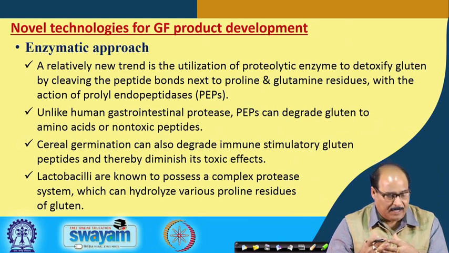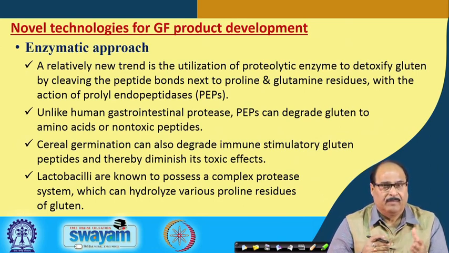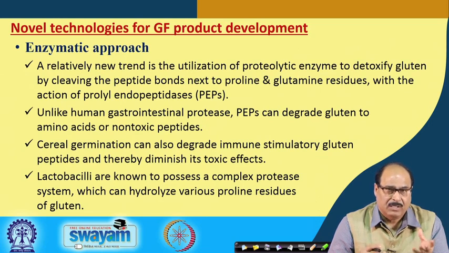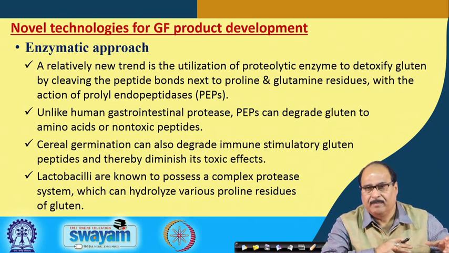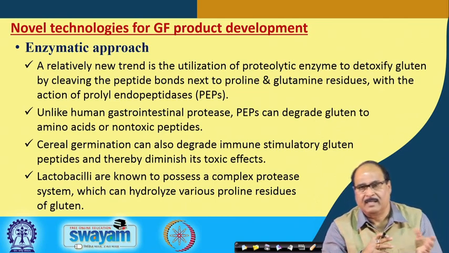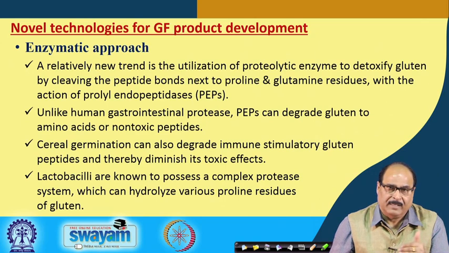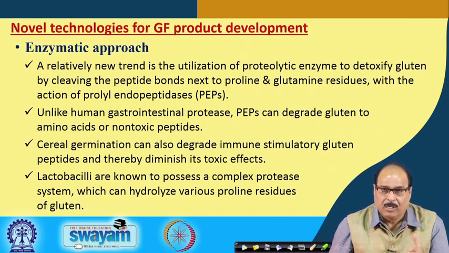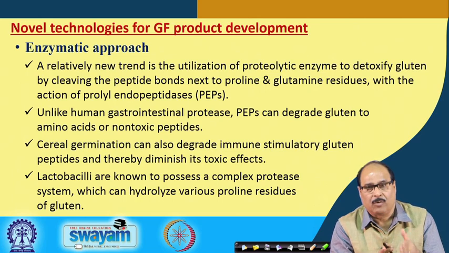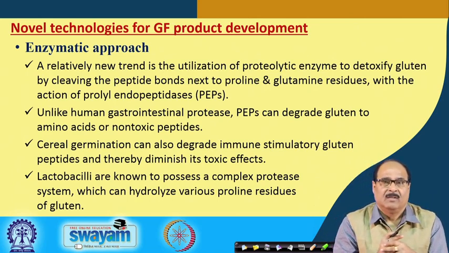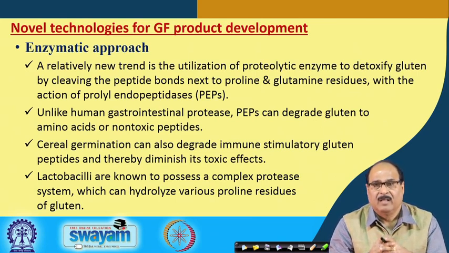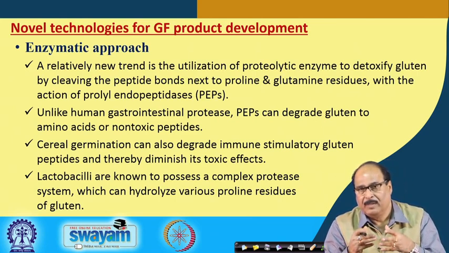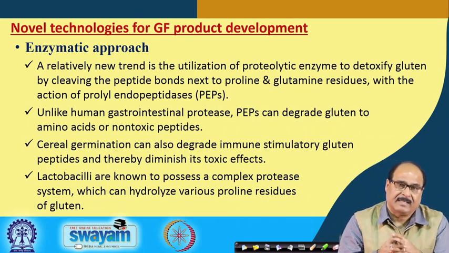So if it can be done, by using an enzymatic approach to break these bonds, break the peptides, so that their effect of causing toxicity or disease can be eliminated. However, this may be a good approach, but when these peptides are broken, how these flours, how these amino acids, how these peptides are behaving in giving the viscoelastic properties and other characteristics of the gluten needs to be seen and established.